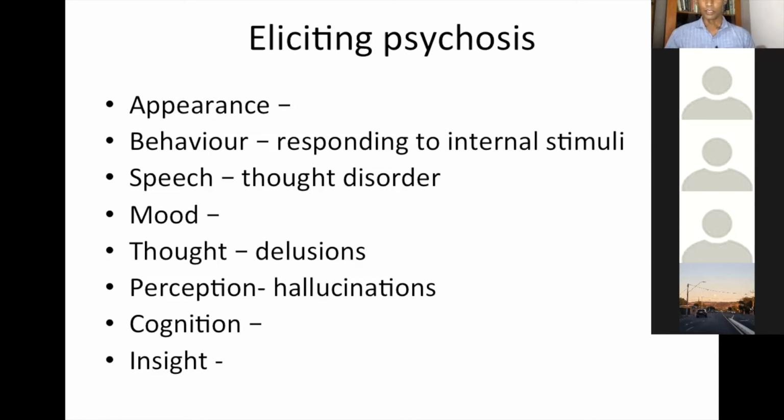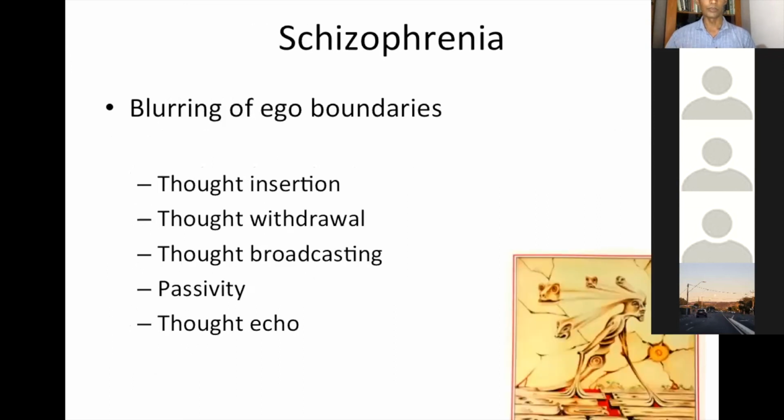Delusional perception is, I'll move on to the next slide. Now, schizophrenia is a special kind of psychosis. You must have heard of the first rank symptoms of schizophrenia. Delusional perception is one of them. Delusional perception is where you have a normal perception. You see something that's not a hallucination, but still you interpret that perception in a very delusional way.